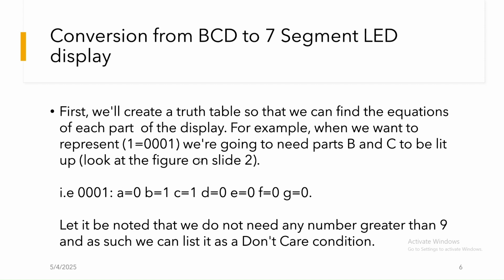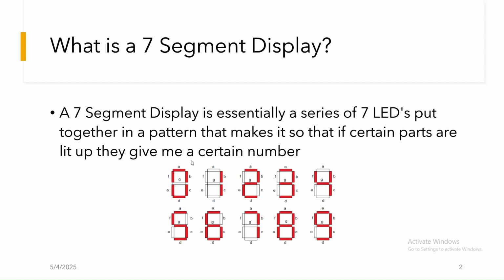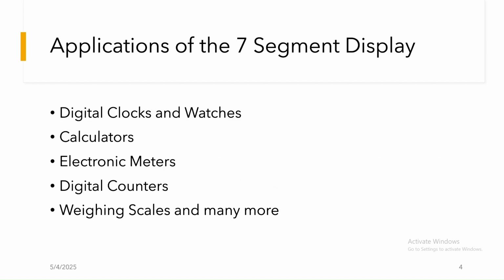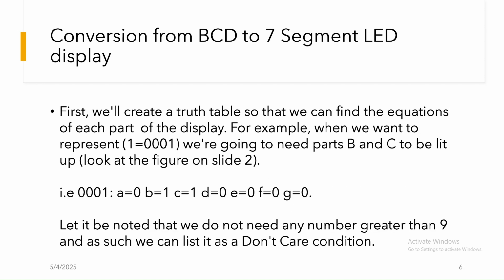Look at the figure on slide 2. So here, I'm going to need B and C to be turned on. So A is going to be equal to 0, B equals 1, C equals 1, the rest equal to 0. So it should be 0, 1, 1, 0, 0, 0, 0.